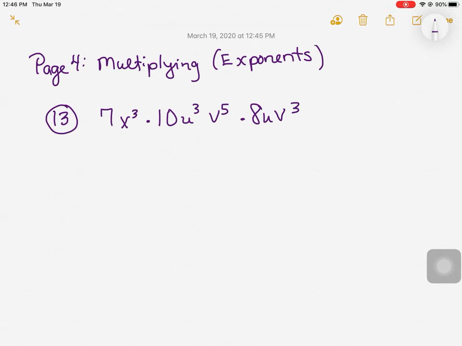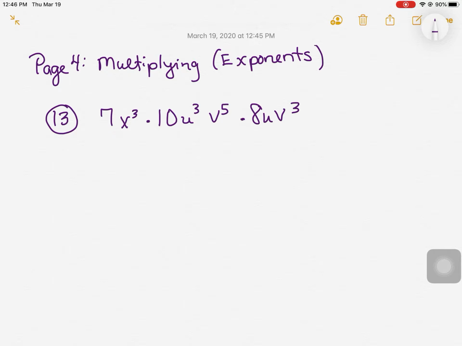Hi again. So today I got an email that asked for questions about the last page in your packet with the exponents. And so I'm going to work through a couple of examples. I was asked specifically about 14, 16, 18, 20, and 24. So I want to take a minute. I'm going to work through two examples.